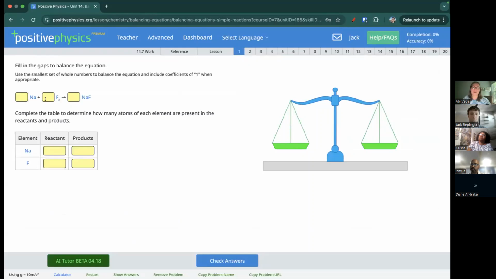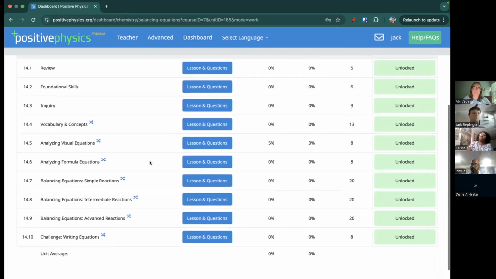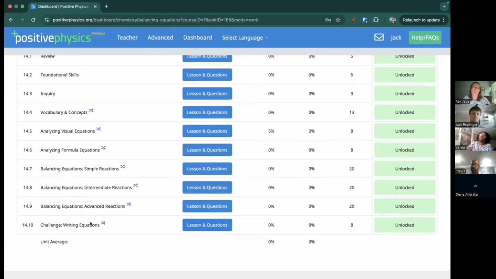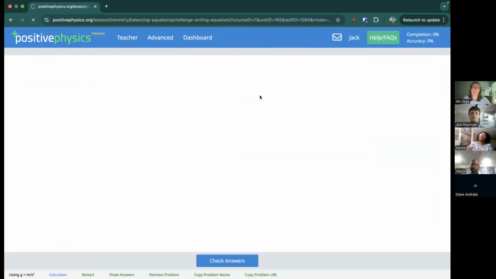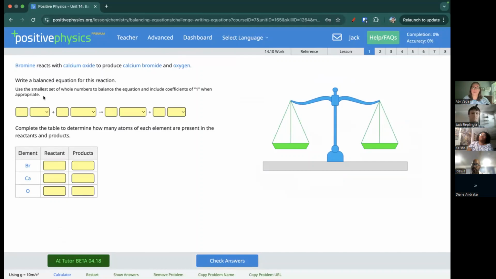Now they're balancing the equation. They're still counting up how many they have in the reactants and products as a check for themselves to make sure they're balancing it correctly. And then we go all the way down to challenge level materials. So in this unit, we've got these writing equations challenges. For this one, we give them the word equation, and they have to actually select the formulae for each thing and then balance it.